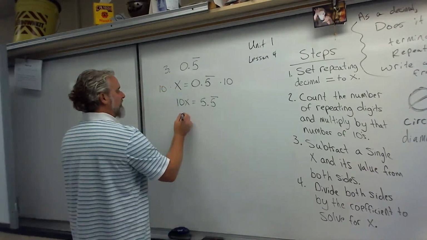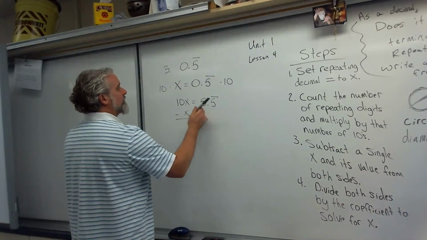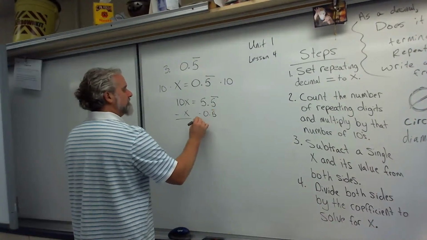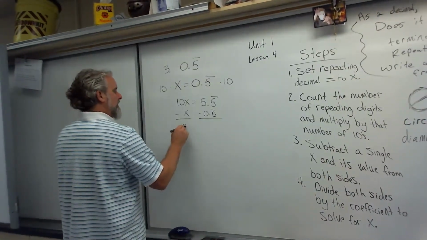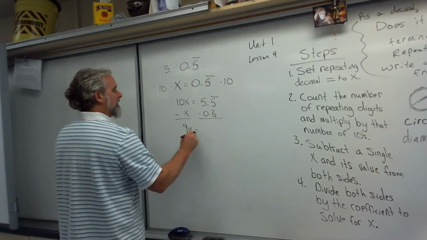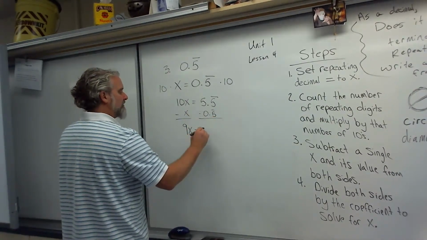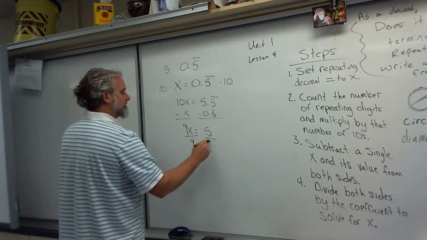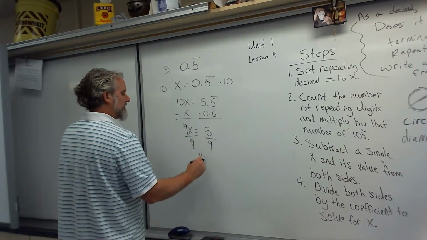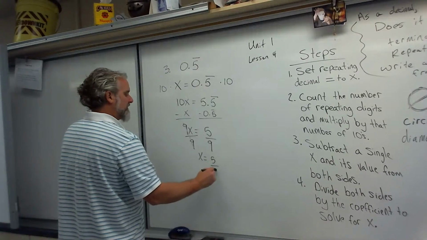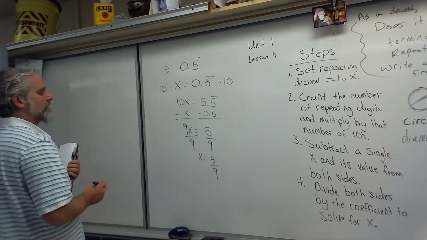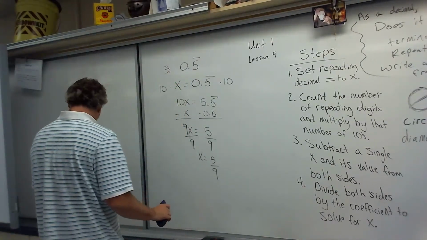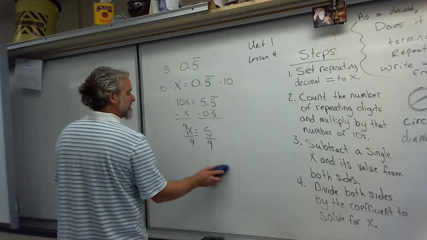Step 3, subtract a single x. And what we had it set equal to at the beginning, which was 0.5 repeating. We're going to subtract that. 10x, take away 1x, gives us 9x. And 5.5 repeating, take away 0.5 repeating, leaves us with just 5. Divide both sides by 9. And we get x equals 5 over 9. Punch it into your calculator and you should get 0.555 repeating. That's problem number 3. Problem number 4.